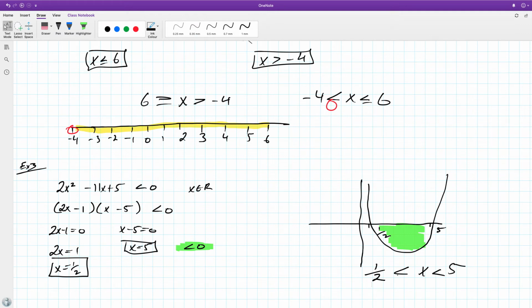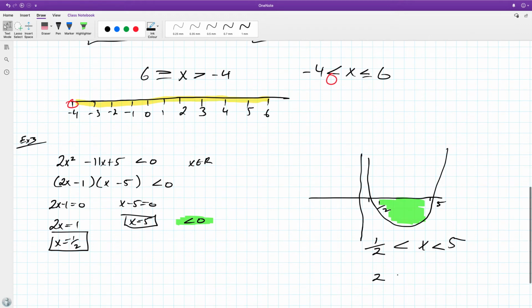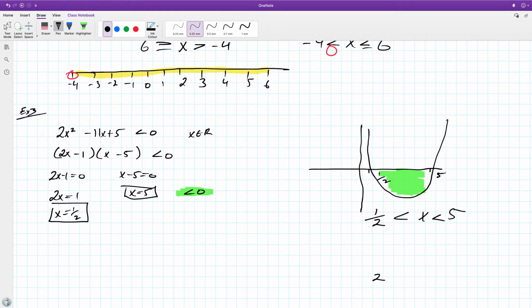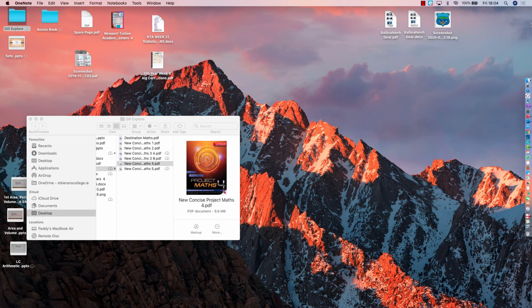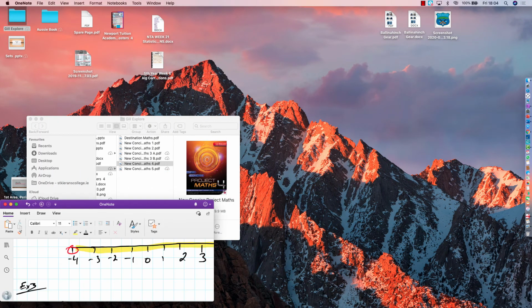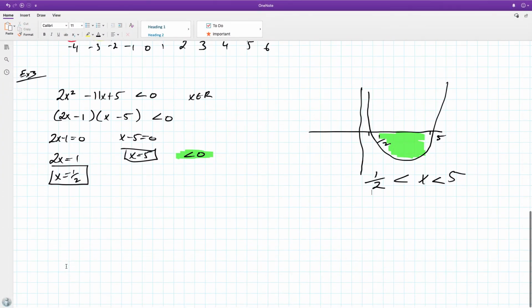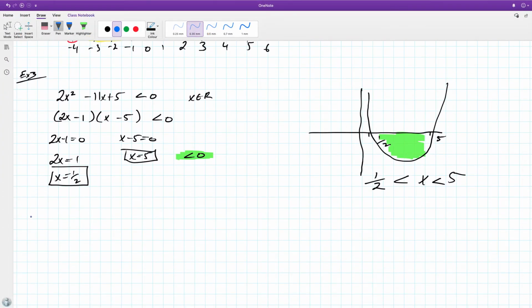Right, let's do another one of these, a bit tougher. Have a go at this one. Just a small little change. Reorganize it, factorize it, and solve it.